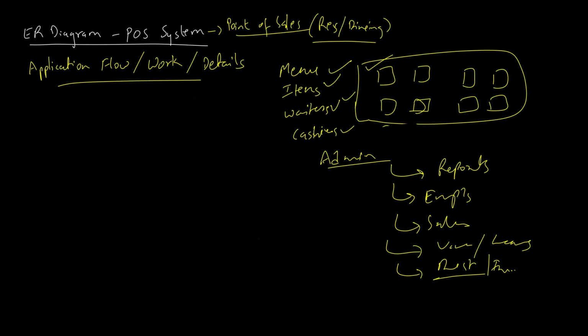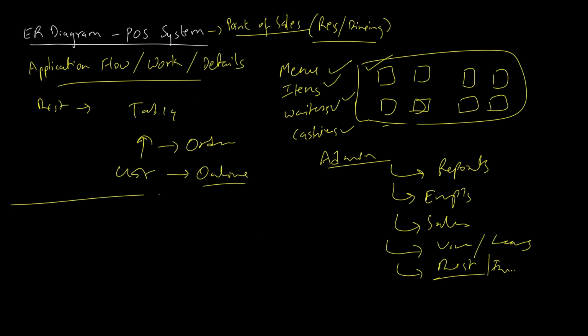Okay, so just know that there's a restaurant. There are tables. A customer comes to the restaurant, sits on a table, orders something. A customer may not be associated with a table. It could be an online delivery kind of thing. Then on the other hand, all this data that you see, we will have menu categories or items, we will have waiters, we'll have cashiers.